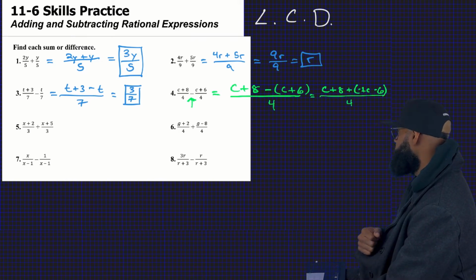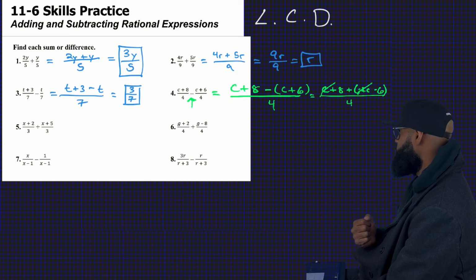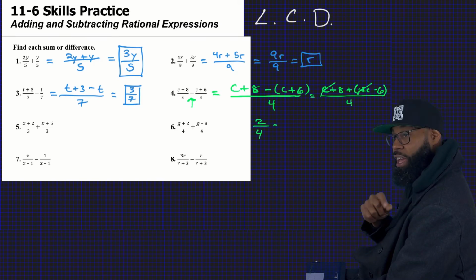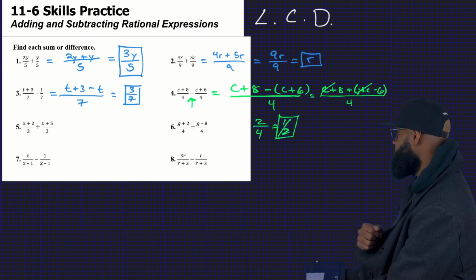So here, guys, of course, keeping it in the parentheses, no big deal, but just collecting your like terms, you're going to have your c and negative c, which will cancel, and then 8 minus 6, which is 2. So 2/4, which will give you 1/2. Good job, guys. So next one, again, just straight into it.